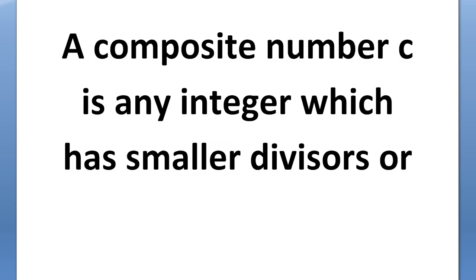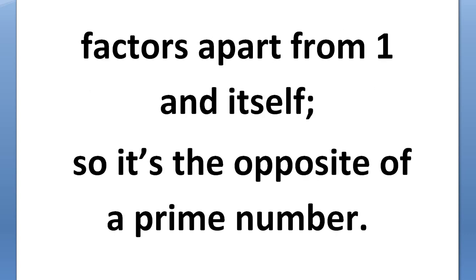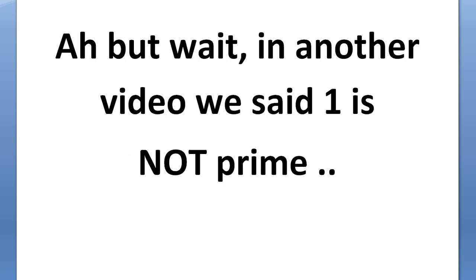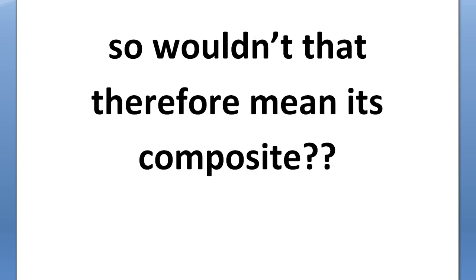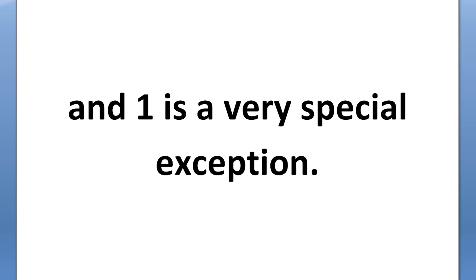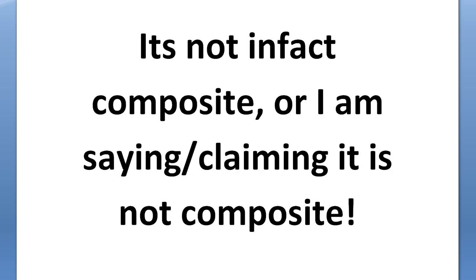So a composite number C is any integer or whole number which has smaller divisors or factors apart from 1 and itself. So it's the opposite of a prime number, i.e. a number will be prime or composite. But wait, in another video we said 1 is not prime. So wouldn't that therefore mean it's composite? Well, you would think so, but mathematics is full of exceptions, and 1 is a very special exception. It's not in fact composite, or I am claiming it is not composite.